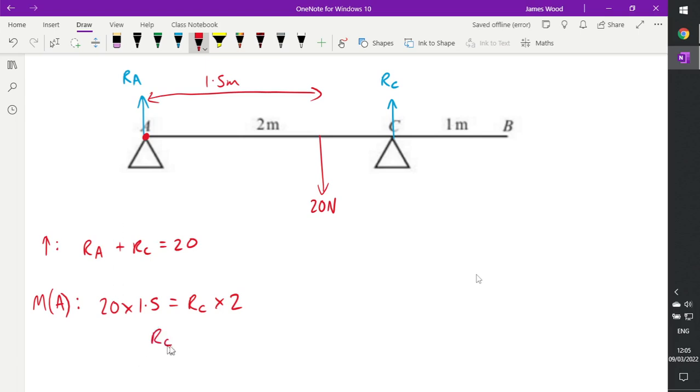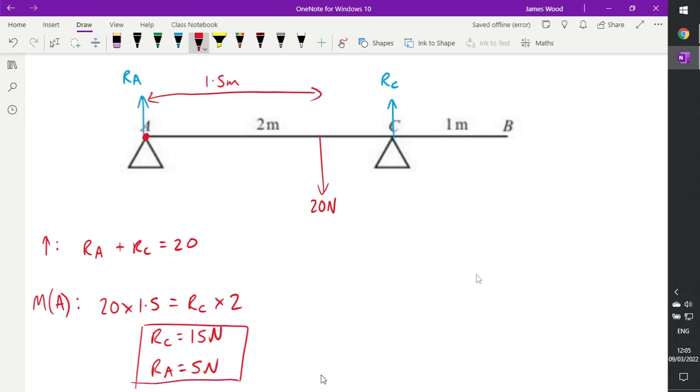So if I then solve this equation, I can see that RC is 15 newtons, which then, if I look at this equation here, RA plus RC is 20, so that must mean that RA is 5 newtons. We've got to our answer.